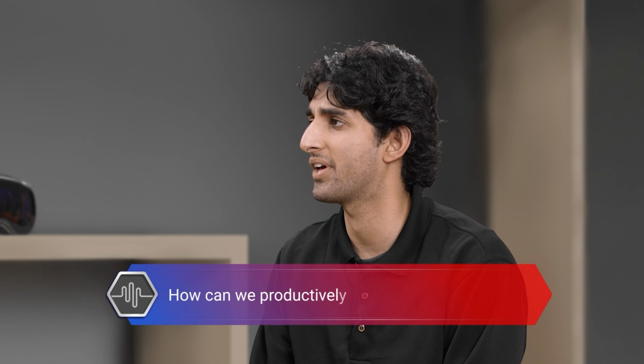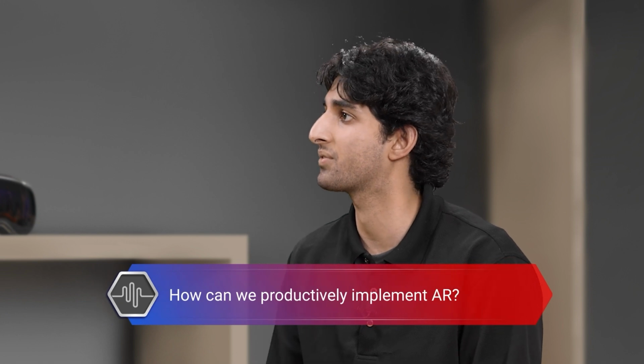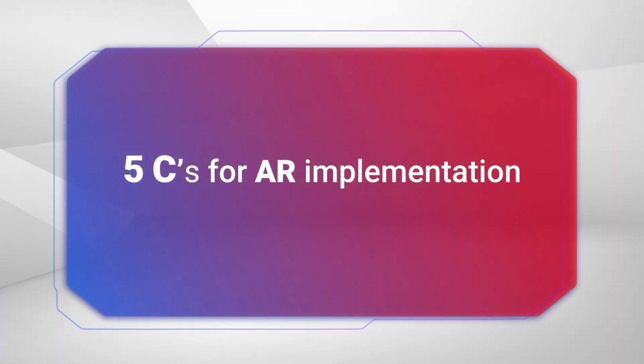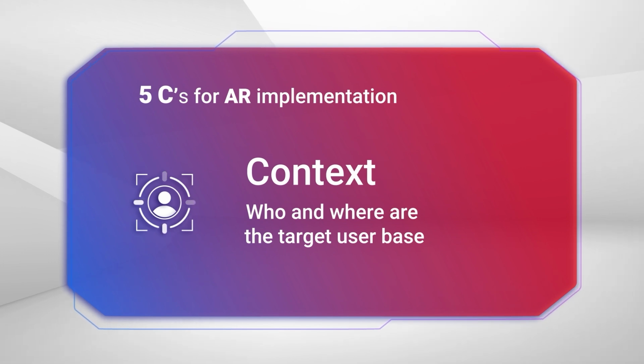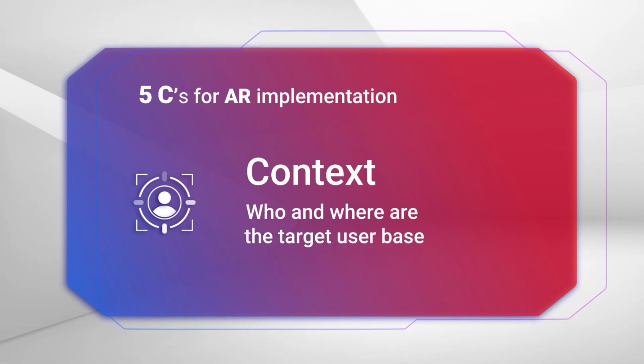So given all that, how does a company actually productively implement that? If an organization wants to go ahead and roll out an AR program or AR project, so to speak, there are 5 things that we typically ask them to take into account. The first one is context. Context in the sense of who the users are that you are targeting and where that user base is that you're trying to target. Based on that, you are defining your AR program.